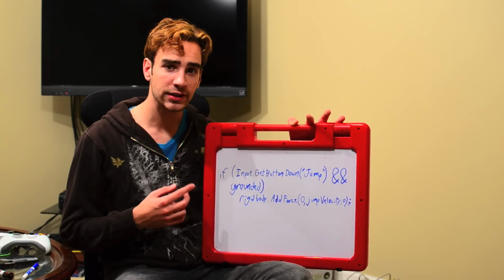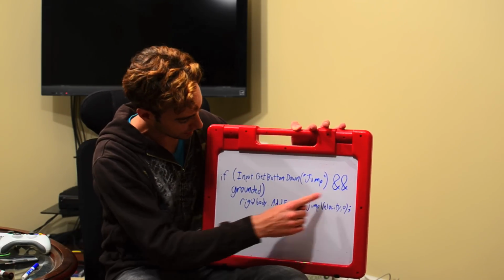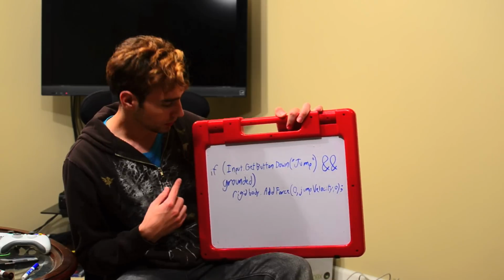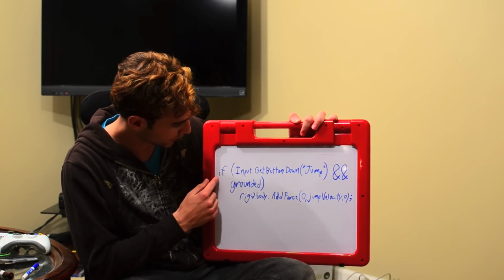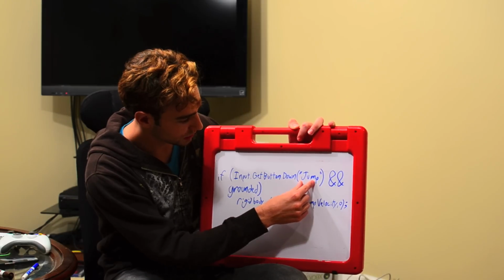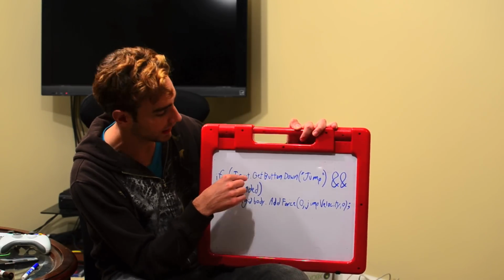Alright, this line of code here basically is saying if the space bar is pressed and we are touching the ground, jump in the air. So let's go over how exactly this works. So we have if Input.GetButtonDown("Jump"). So we're using Input, we're accessing the Input class.